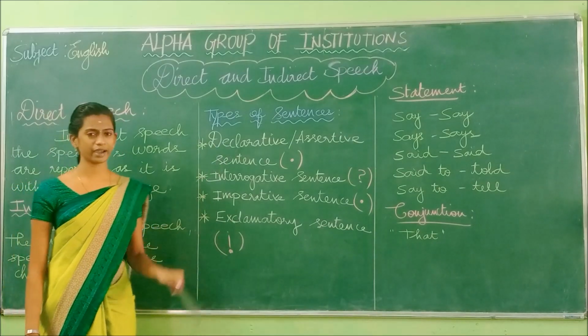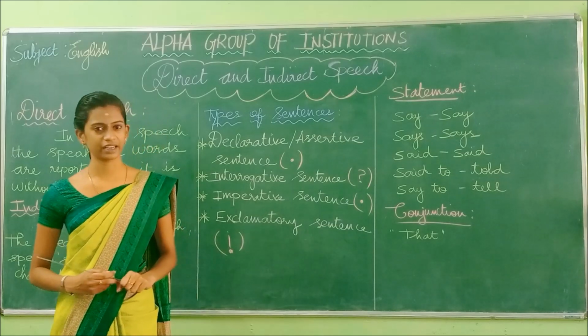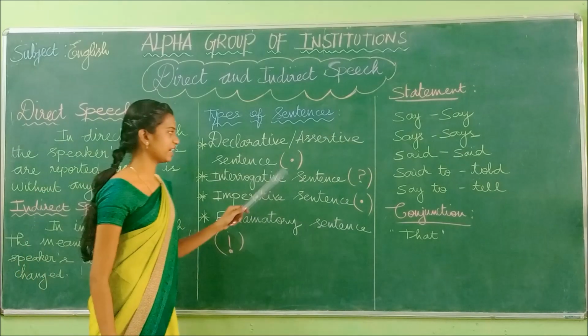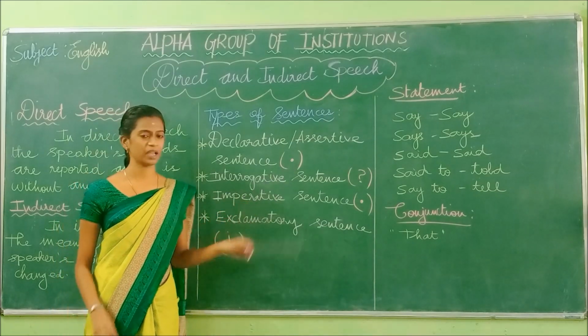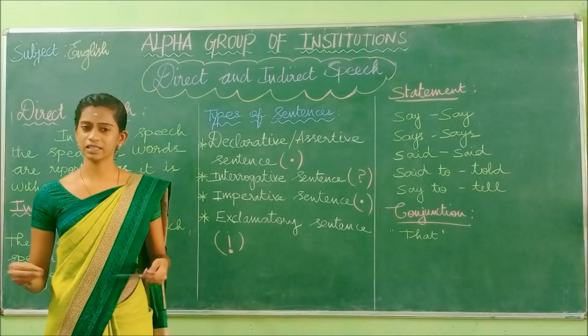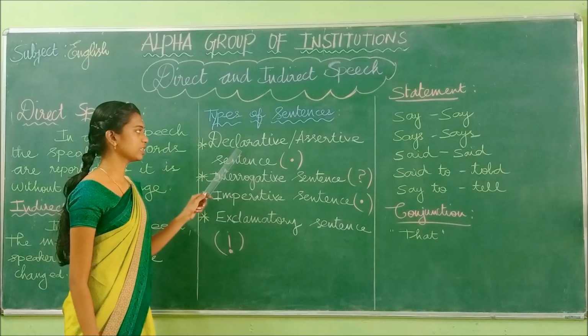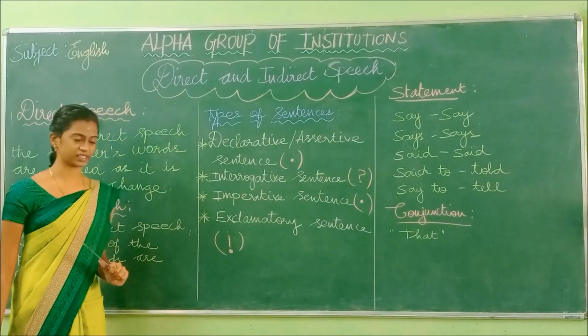So how will you identify the sentence is declarative type? The sentence ends with the full stop, and the sentence states about something. So that's called a declarative or assertive sentence.